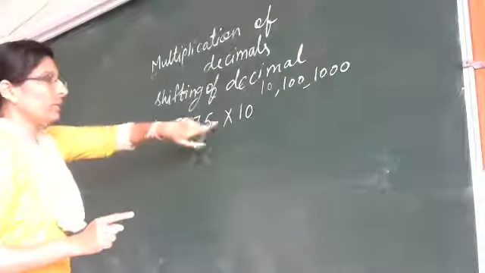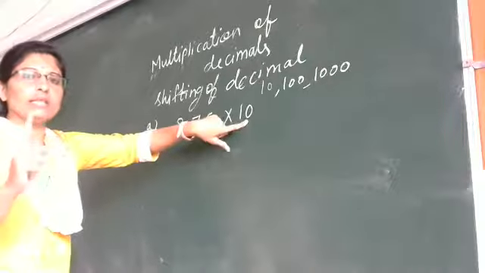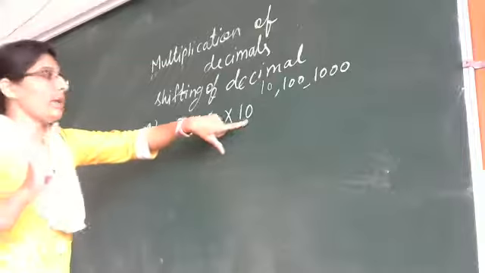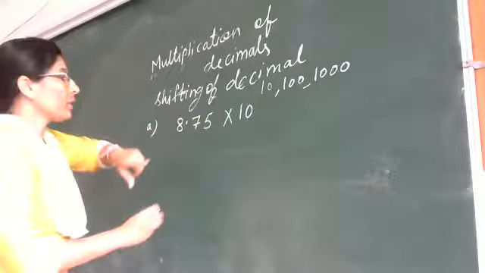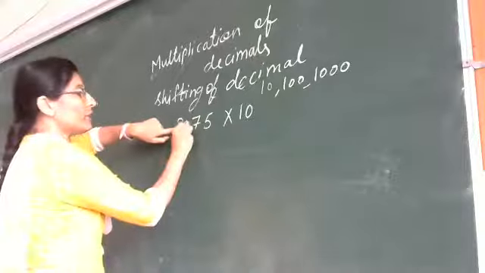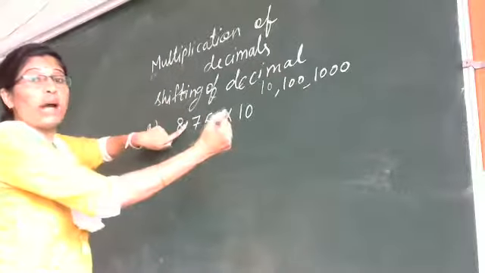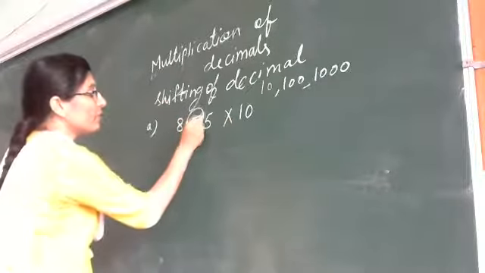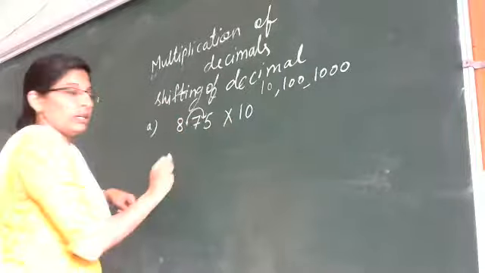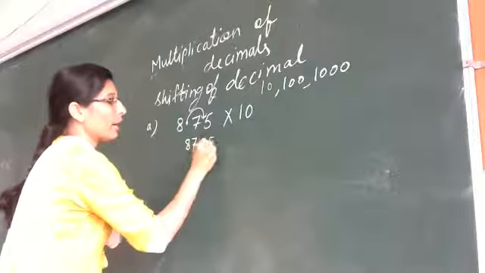See here. Here 10 is there and 10 is having 1 zero. Whenever 1 zero is there, we have to shift this decimal point one digit to the right side. Means this point will shift this side. It will become 87.5.